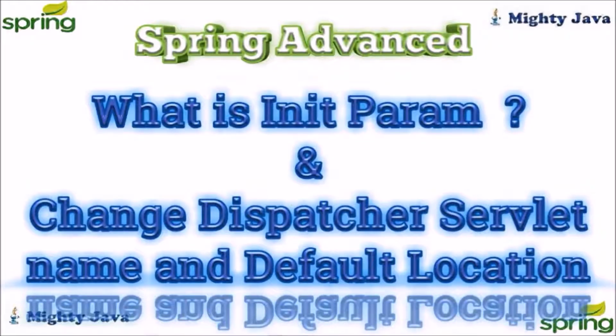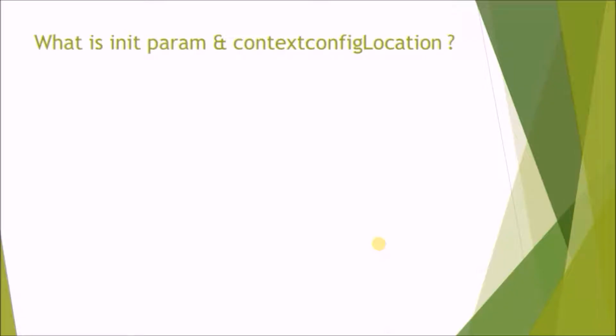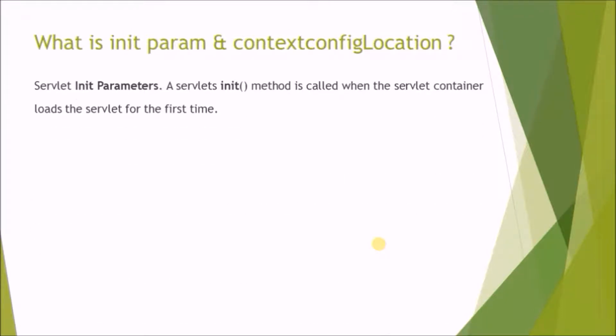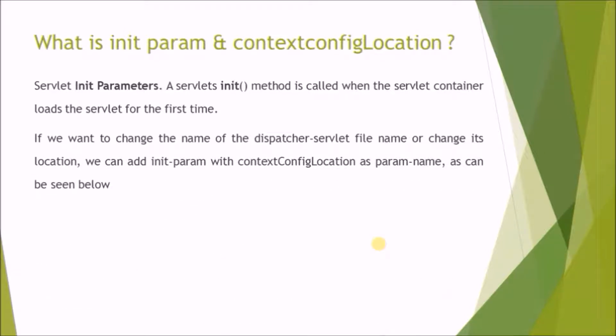In this video, we will see what is init param and how to change the dispatcher servlet name and default location, what is init param and context config location. Servlet init parameters. A servlet's init method is called when the servlet container loads the servlet for the first time. If we want to change the name of the dispatcher servlet file name or change its location, we can add init param with context config location as param name, as can be seen below.